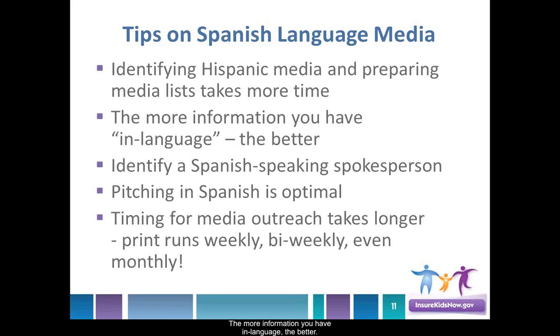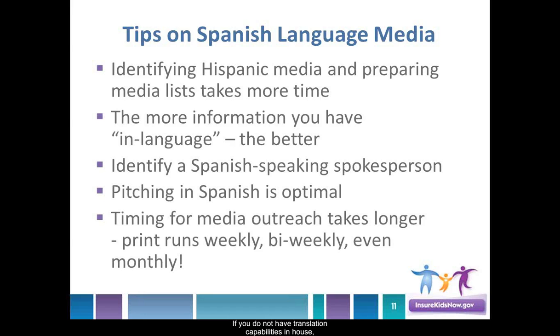The more information that you have in language, the better. And when I say the term in language, I'm referring to Spanish only or any other particular foreign language. It is beneficial, whether it's print, radio, or television, because many of these outlets are understaffed and extremely overwhelmed. So your story has a stronger chance of getting in the current publication, especially if the publication is a biweekly, weekly, or bi-monthly, because the requirement won't be to translate it, and you're not taking that time from the staff at the newspaper.